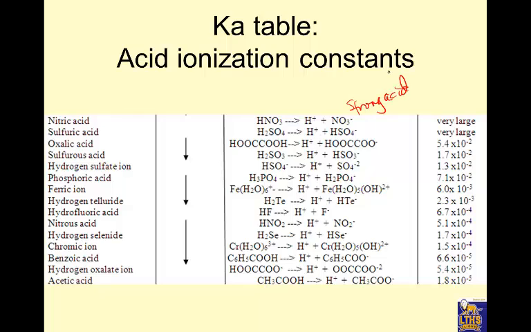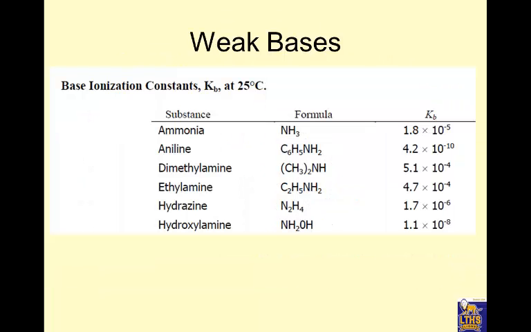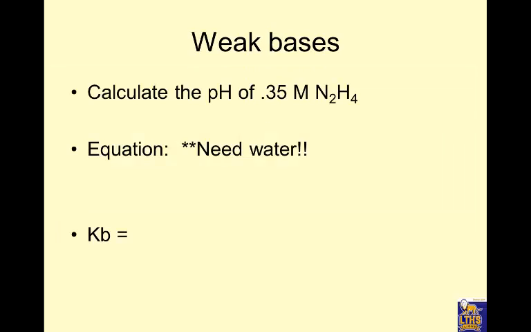All right. And so is this. Sulfuric acid is also a strong acid. And then if the Ka is less than 1, that means that there are more reactants than products. So you'll get a Ka table. What about bases? Same thing for bases, except it's the base dissociation. So let's practice with a base.